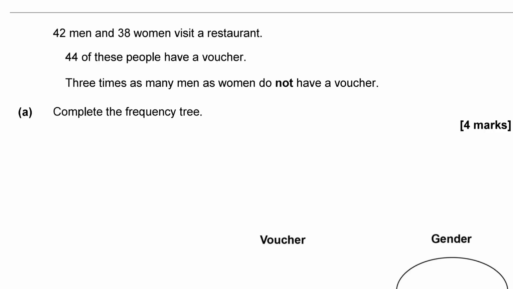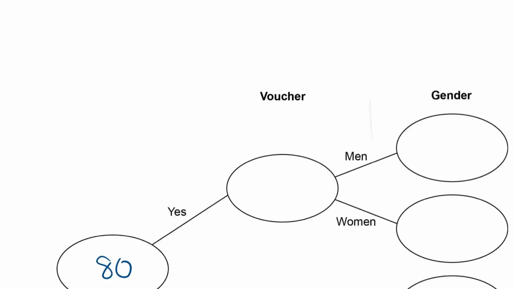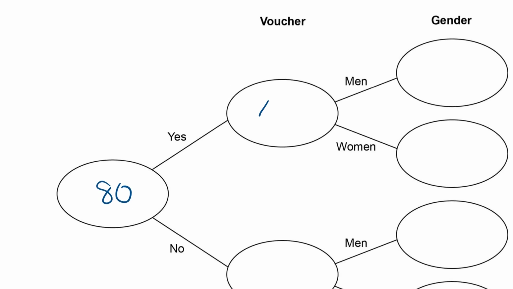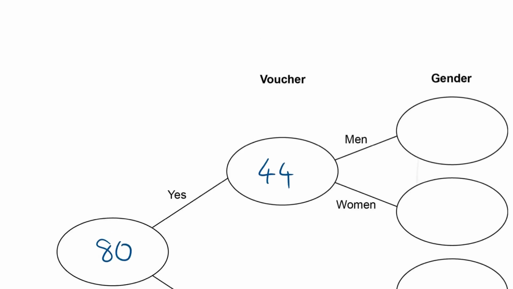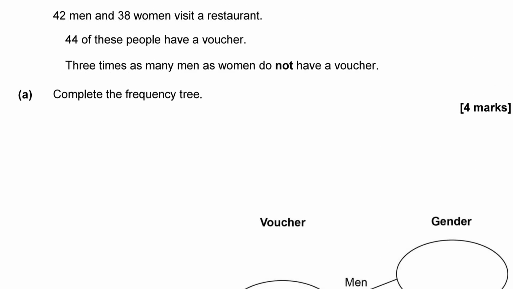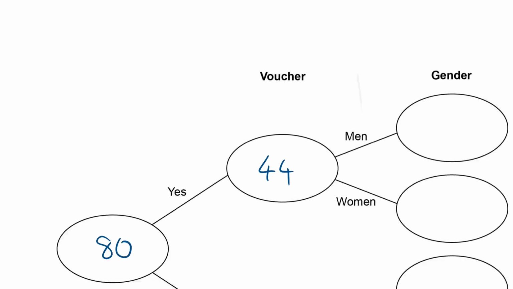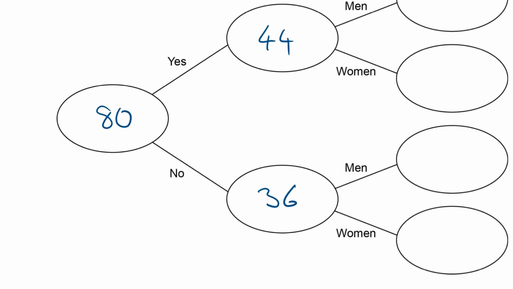So 44 people have a voucher. So that means that 44 people, yes, they do have a voucher. And then 80 subtract 44 is going to give me 36 people who, no, don't have a voucher. And then, okay, 3 times as many men as women do not have a voucher. So that means for every 3 men we have here, we've got 1 woman.